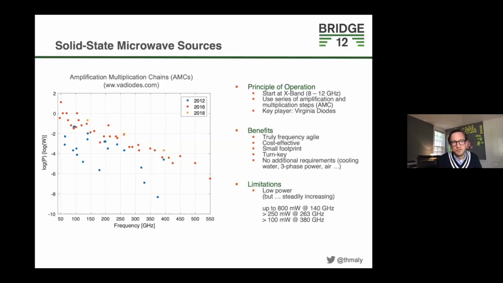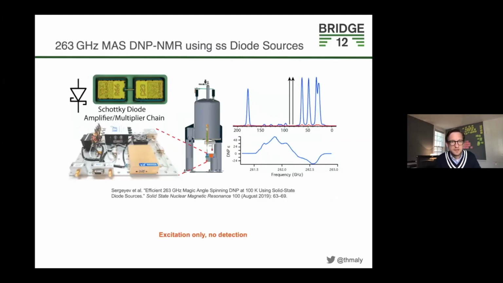So can you use solid state sources for DNP? Yes. And again, here is a reference to Melanie's and co-workers' work. You see here a typical amplification multiplication chain operating at 263 gigahertz, which can be mounted directly under the NMR spectrometer and irradiate your sample. These numbers are impressive: a factor of 50 enhancement here at 100 Kelvin. This is truly impressive. And it is a combination of this really short transmission line, but also how to get the microwave efficiently into the sample.